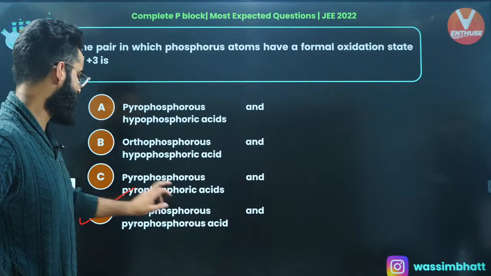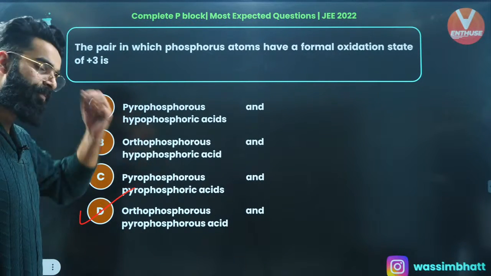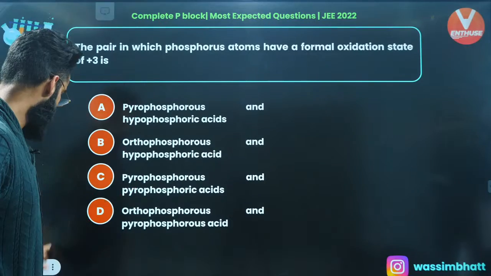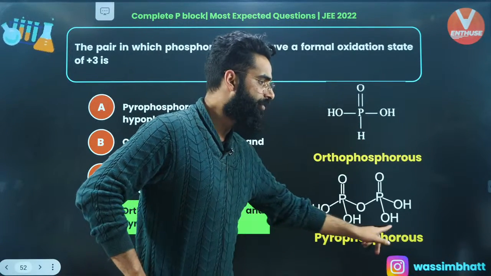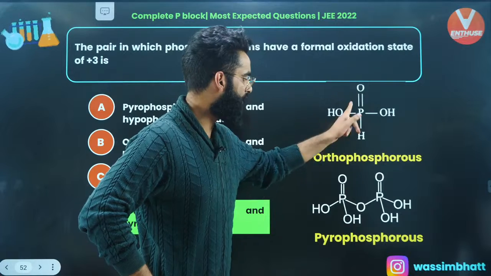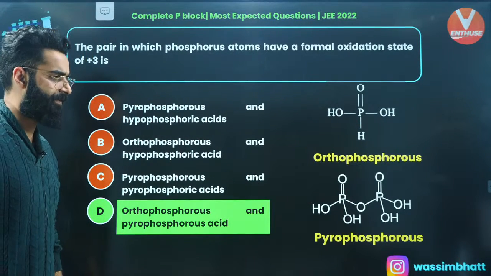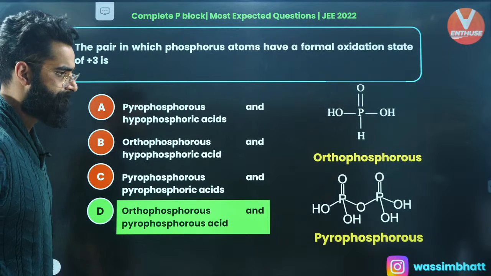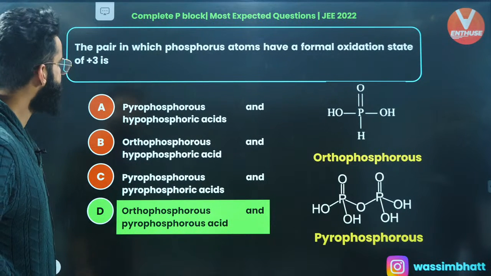It's basically going to be orthophosphorus and pyrophosphorus acid, right? Your H4P2O7 and H3PO3. This is basically your H3PO3 and this H4P2O7. If you calculate the oxidation states of phosphorus, it's going to be +3 only, right, in both the ones. You can check it out, right?